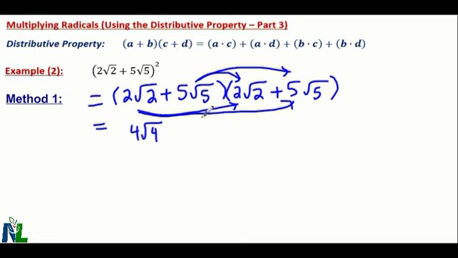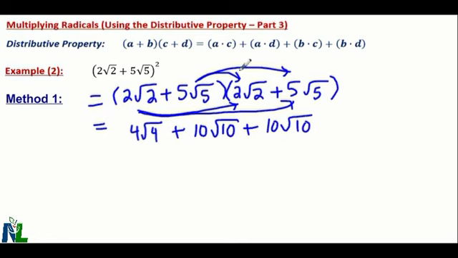When I multiply 2 root 2 times 5 root 5, I again multiply the numbers in front, so 2 times 5 gives me 10, and the numbers inside my root sign, 2 times 5 again gives me 10. Here, when I multiply these together, I get the same numbers. 5 times 2 is 10, and the square root of 5 times 2 gives me 10 again.